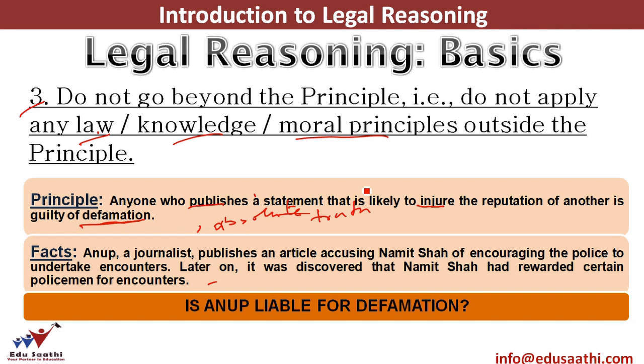If somebody has prior knowledge that absolute truth is a defense to the tort of defamation, in that case, that person would read out the facts and give the answer that no, Anoop is not liable because it was a truth, as it was discovered later on. But according to this principle, since it is only limited to the scope of the injury part without giving the exception to it, that is absolute truth, the answer would be that Anoop is liable for the defamation. So you must not apply your prior knowledge or moral principles to the principle given in the question, so that you land up in the right answer, not the wrong answer, depending upon the scope of the principle given.